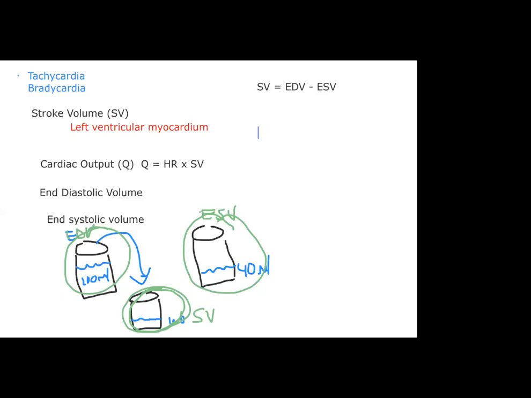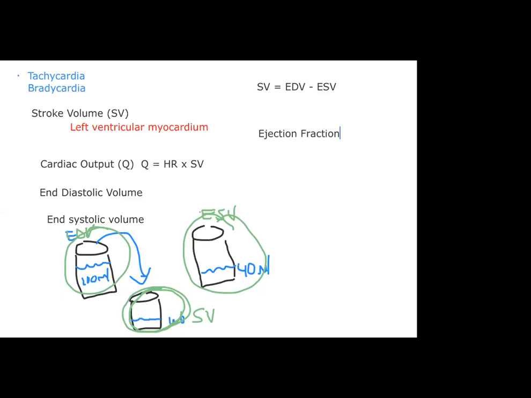Okay, next term is ejection fraction. Ejection fraction is the percentage of blood that is pumped by the left ventricle in one contraction. So it's not an amount of blood, it's a percentage of blood.